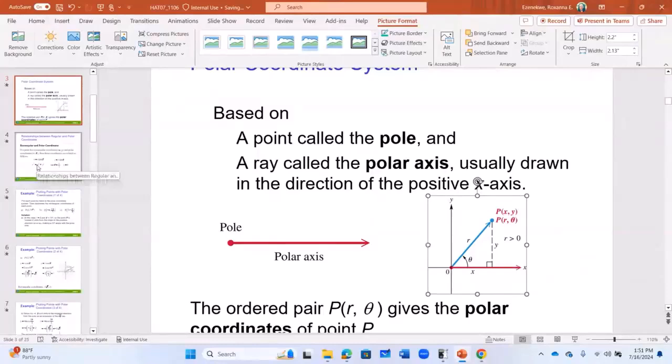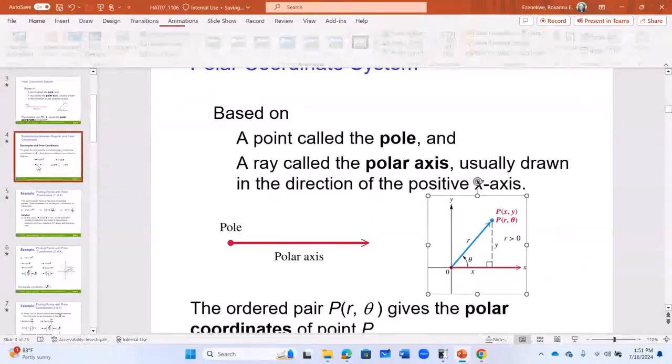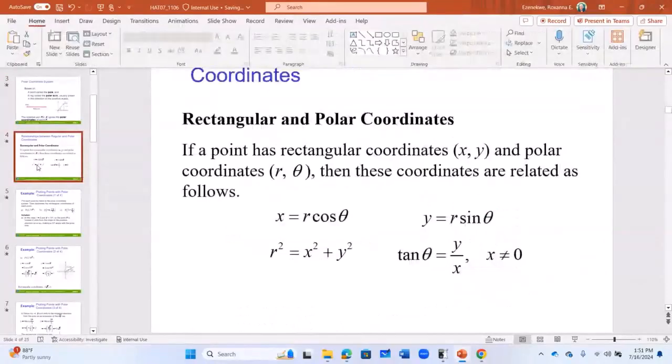When you go over here, there are things you need to know. R squared, the radius, is x squared plus y squared. The horizontal part is r cos theta. The vertical part is r sin theta. The same thing with arctangent, you get the angle. So let's go to homework.